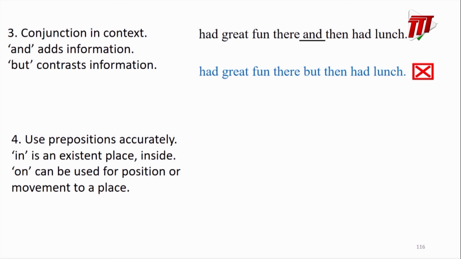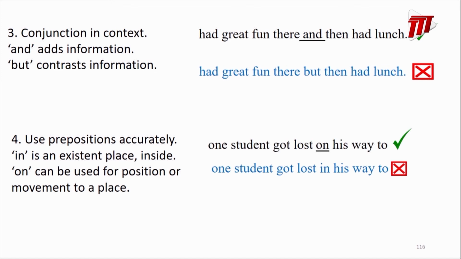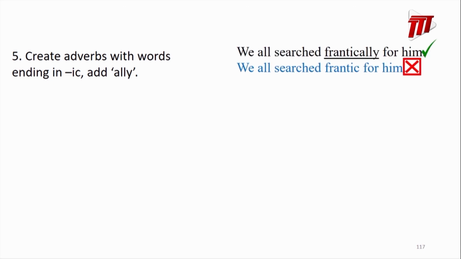Use prepositions accurately. In is an existent place, inside. On can be used for position or movement to a place. One student got lost on his way and not in his way to the bathroom. And we create adverbs with words ending in IC. We add ALLY. So this is a rule that you must know for spelling as well, all right? Create adverbs with words ending in IC. So frantic becomes frantically. We all searched frantically for him, right? And not searched frantic for him.